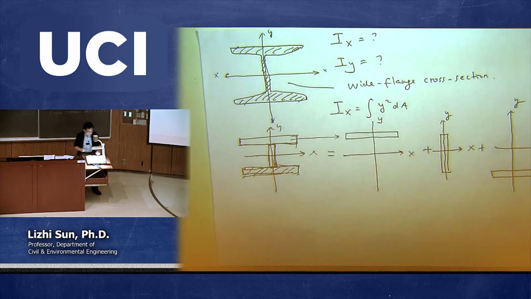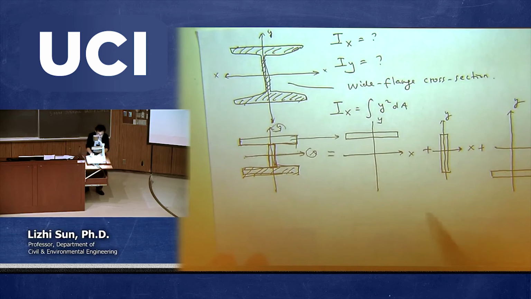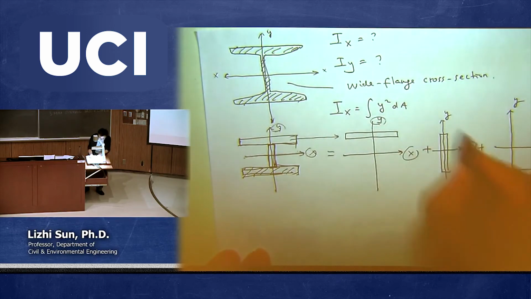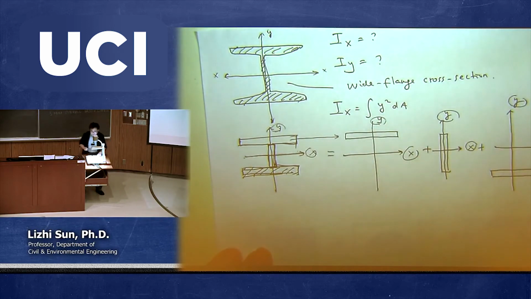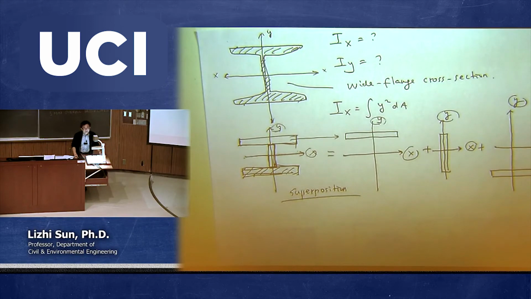Okay, so just to make sure the original coordinate system you set up on the left-hand side must be consistent with each of the components on the right-hand side. You must use the same coordinate system. That's the only requirement. And that is consistent with what we talked about in chapter 5 as well. At that time when we were trying to calculate the centroid with a little bit more complex geometry, right? The same thing. This whole procedure is called the superposition method.